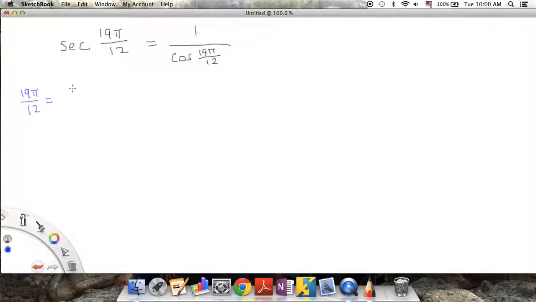Well, let's think about 19 pi over 12 for a minute. 19 pi over 12 is 21 pi over 12 minus 2 pi over 12, which is 7 pi over 4, which is on my unit circle, and pi over 6, which is also on my unit circle. So I can use that information to give me an exact value. So this is the same thing as 1 over the cosine of 7 pi over 4 minus pi over 6.